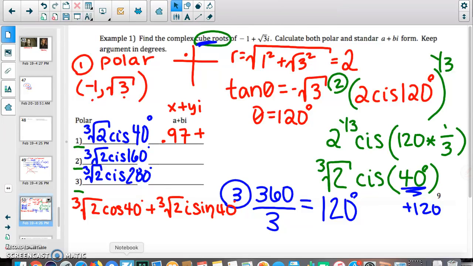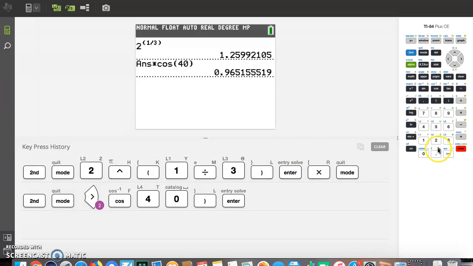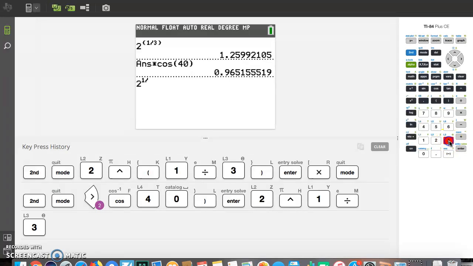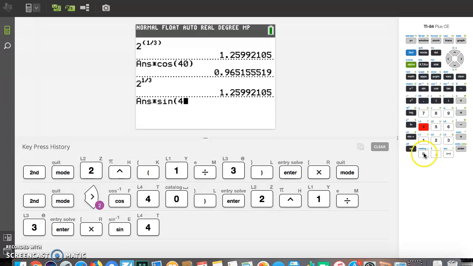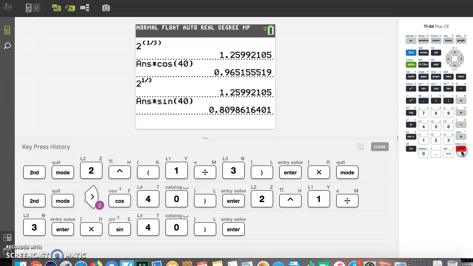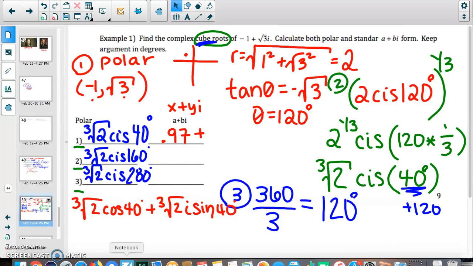And now I just need to do the same thing with my sine. So yes, this is really sort of annoying, but just get the process down and you'll get faster at it. I'm actually slower on my computer than I am if I'm using my calculator. So it looks like that's going to be about 0.81i. So that's the imaginary component. All right, so you do have to do this 2 more times.